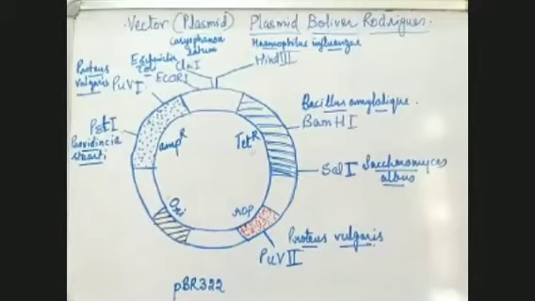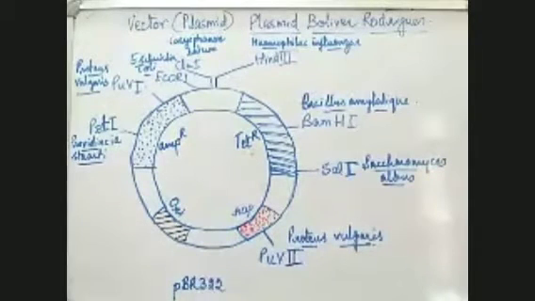Good morning, children. Now, that day we left at this vector. We were doing vector, and this is the vector I was explaining to you, which is PBR322. This diagram is given in your NCERT book and is very important.